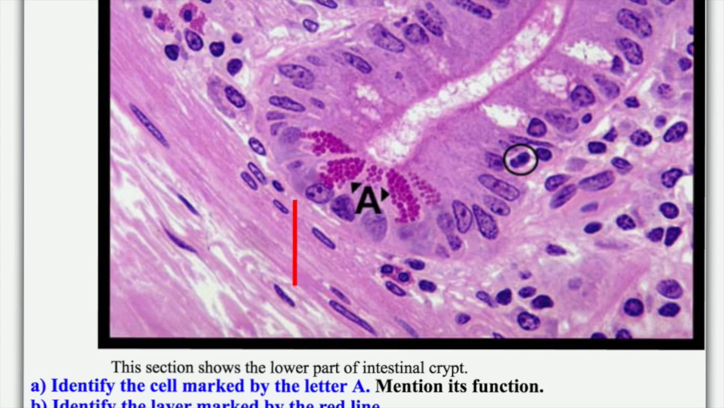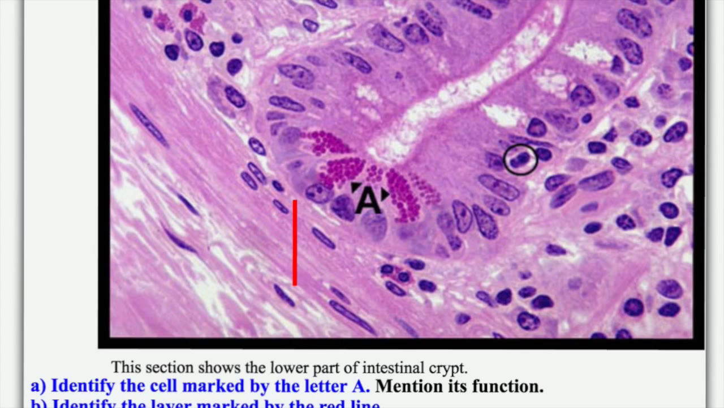The encircled structure is a mitotic figure. Here we have a dividing nucleus. A mitotic figure indicates a stem cell. The stem cells, which are undifferentiated cells, are present mainly at the base of each crypt. They undergo division, mitosis, and migrate to replace dead cells in the villi or in the crypts.